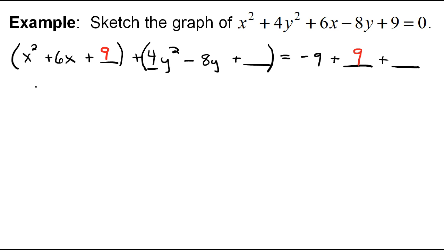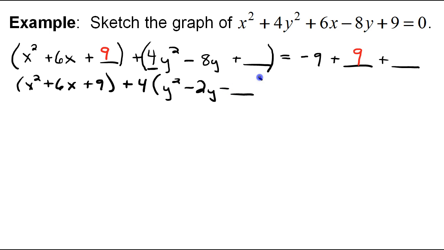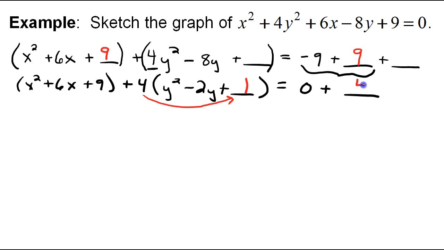But before I can go any further, I'm going to have to factor out this 4. So I'm going to write plus 4, and then in parentheses I will write y squared minus 2y plus blank. Now on the other side, so far, if I put these together, that's 0, but I still have my other blank. So let's keep going. If I take half of this and square it, that's a 1. But remember, what I really did on this side of the equation is I have 4 times 1. So I have to put a 4 here.